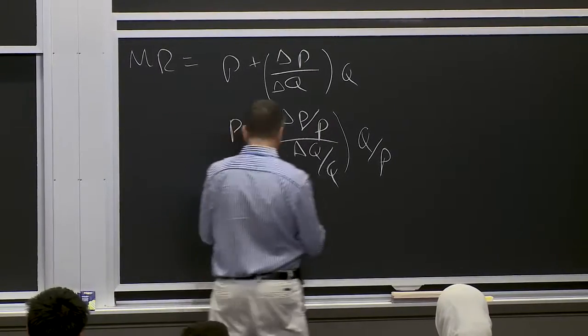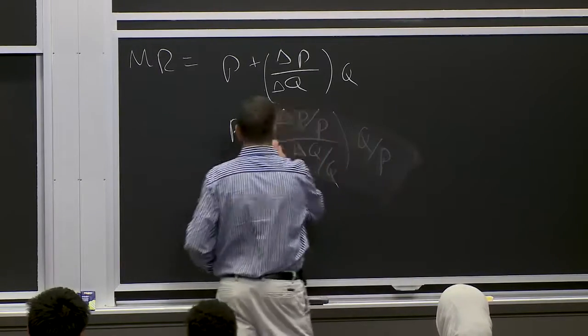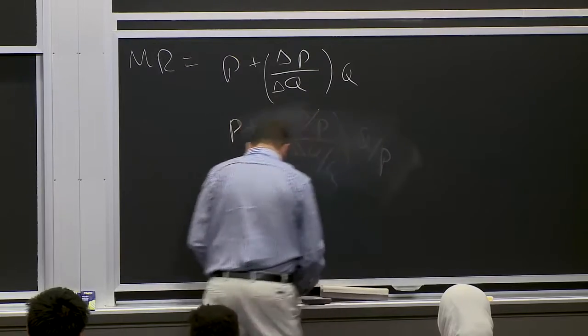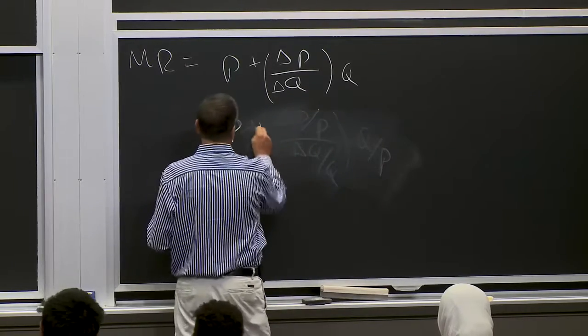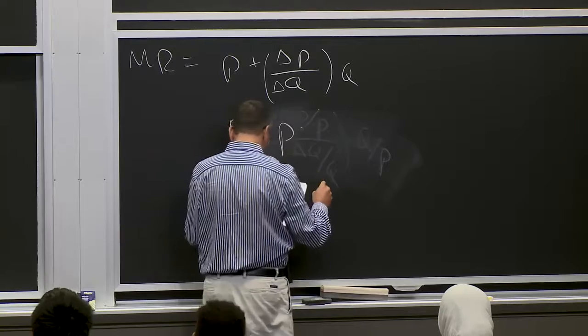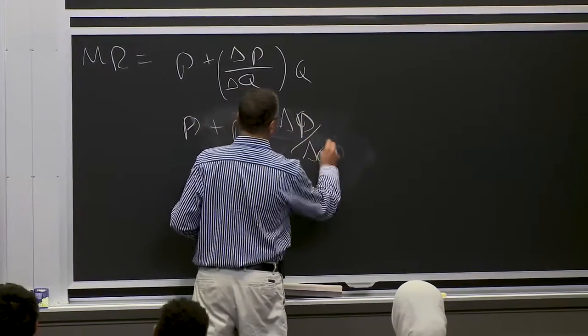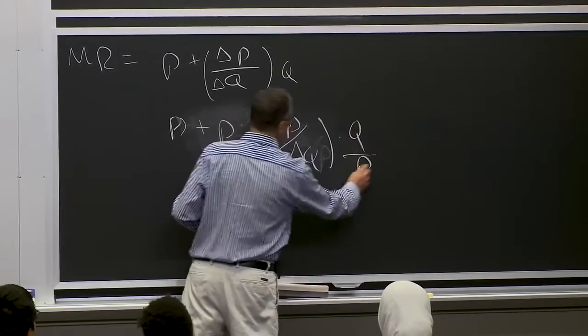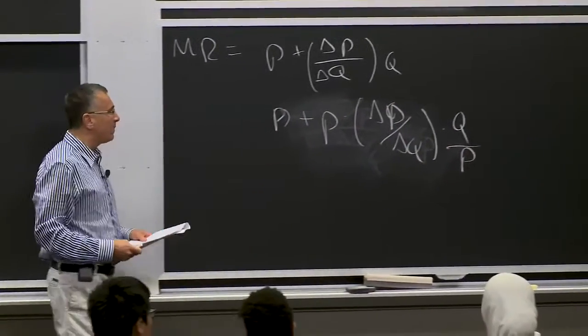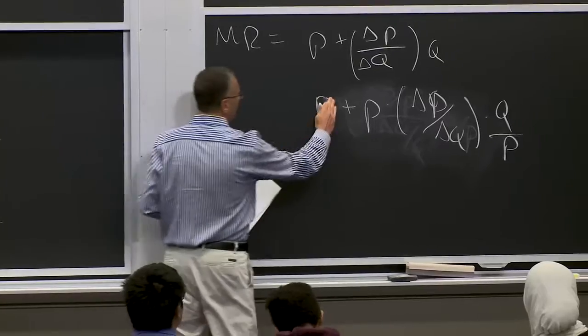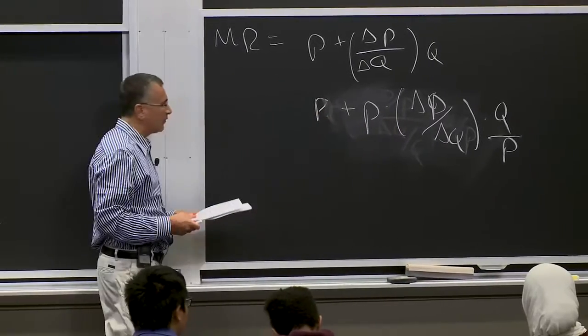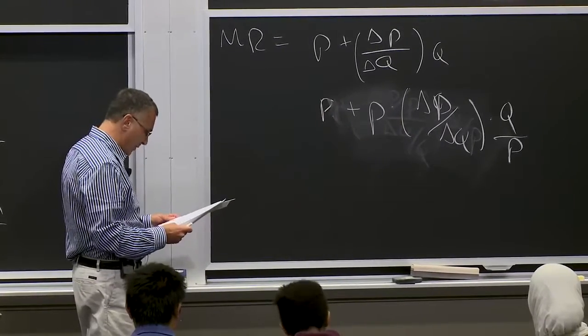I'm sorry, no, I did this wrong. My bad. Don't write that down. I've got to look more at my notes. I'm going to write it as, multiply and divide by P: P plus P times delta P over delta Q, times Q over P. I skipped a step. So I just multiplied and divided by P.